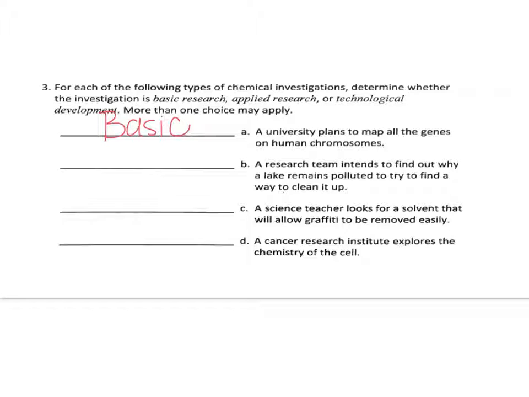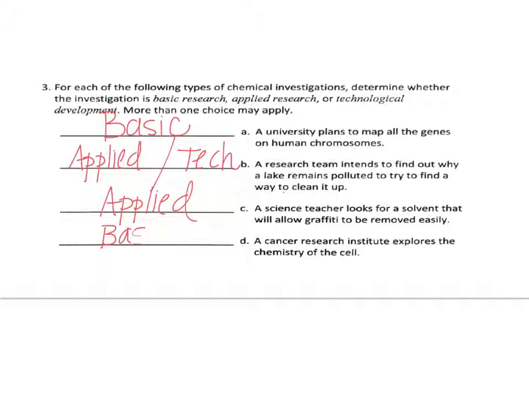The next one says a research team intends to find out why a lake remains polluted to try to find a way to clean it up. And that's going to actually be both applied for the why it's being polluted, but it would be technological for finding ways to clean it up. C, a science teacher looking for a solvent that will allow graffiti to be easily removed. That would be applied because remember that is when you're trying to solve a specific problem. And then cancer research wants to know the chemistry of the cell. That would be basic because it's broad in scope.